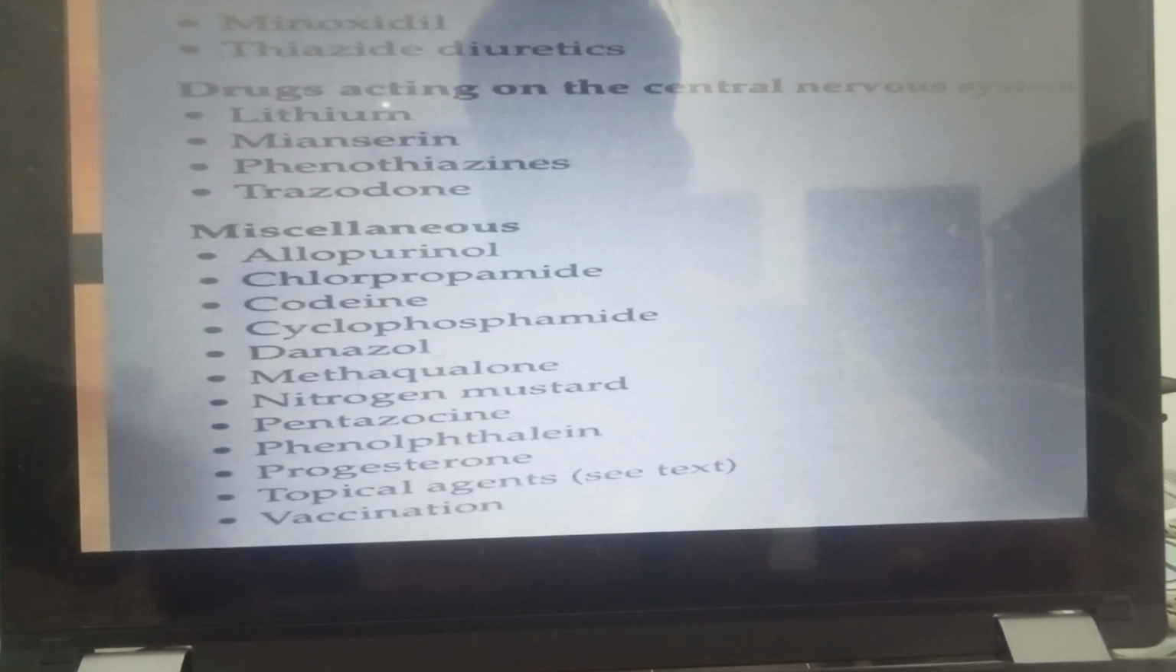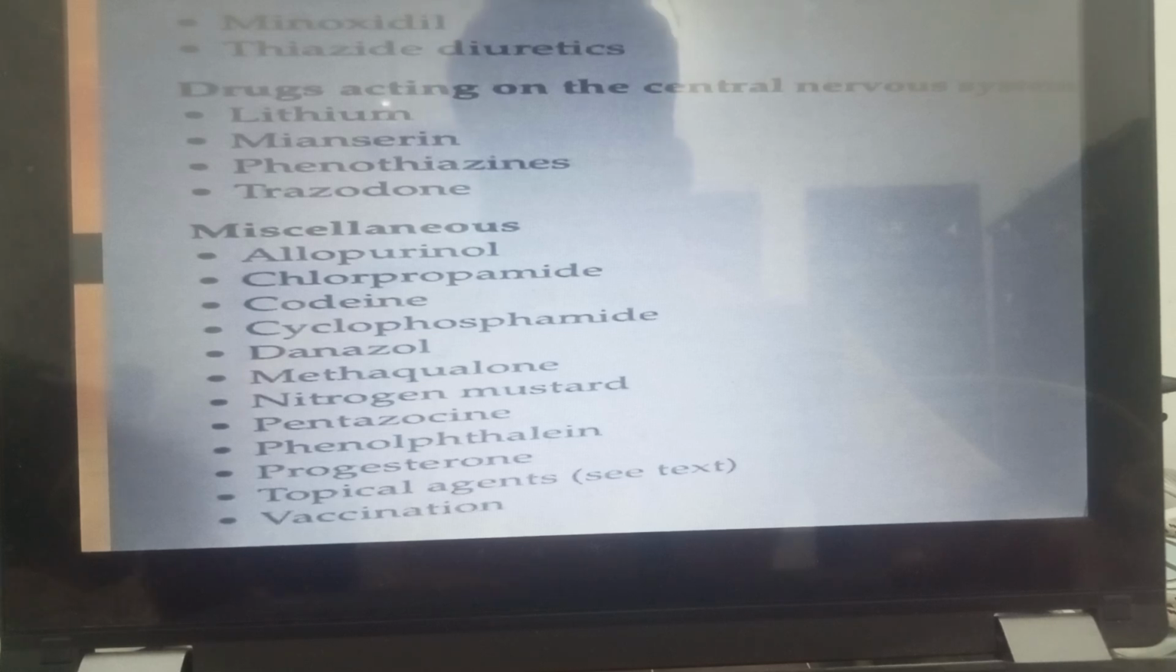Minoxidil and thiazide diuretics are also noted. Drugs acting on the central nervous system, for example lithium, mianserin, phenothiazine, and trazodone are also involved. Miscellaneous drugs are allopurinol, chlorpropamide, codeine, cyclophosphamide, and danazol.